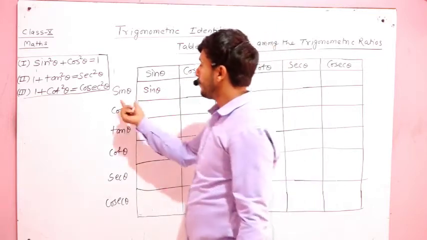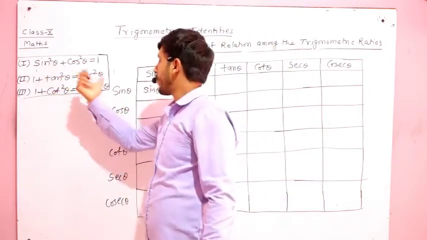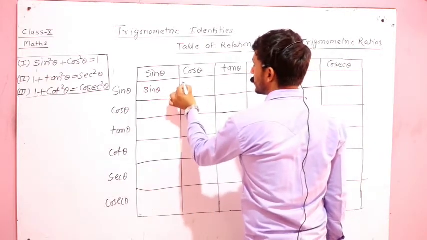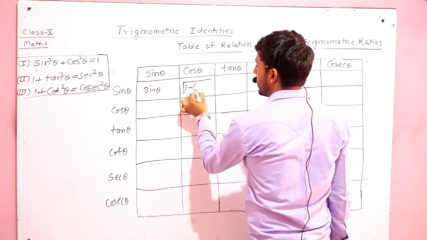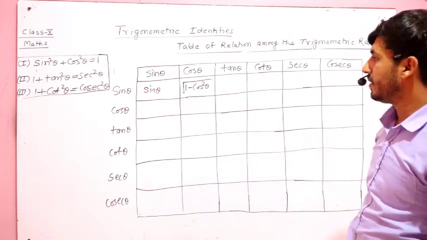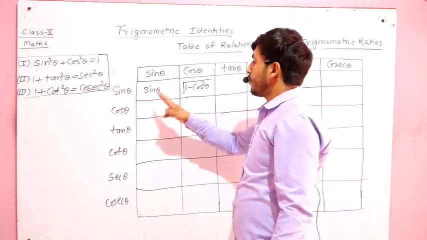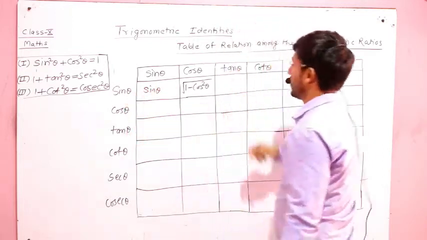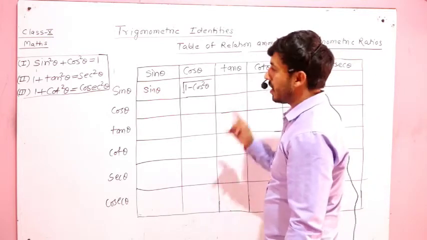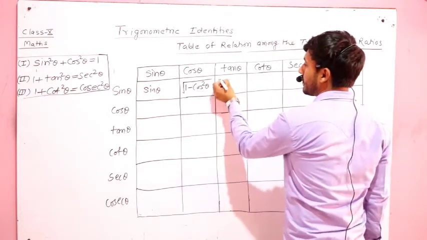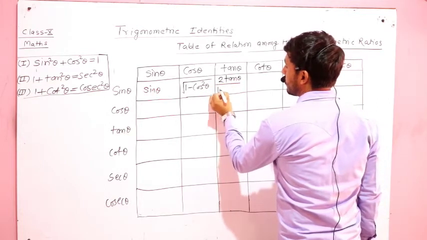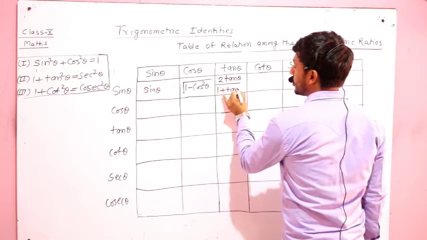As you can see, we can use this identity for finding the relation of sin theta in terms of cos theta, that can be given as root of 1 minus cos square theta, as we have discussed yesterday. The next we have to find sin theta in terms of tan theta, and that can be given as tan theta divided by root of 1 plus tan square theta.